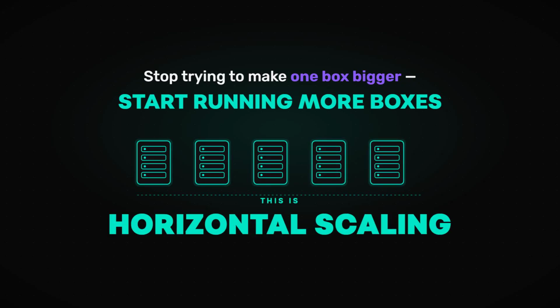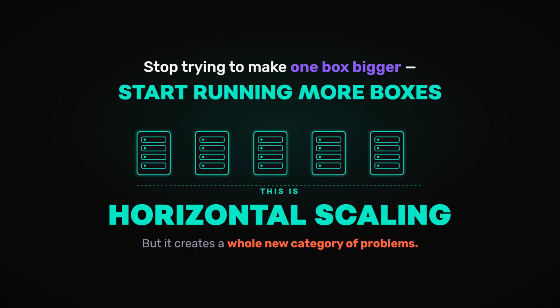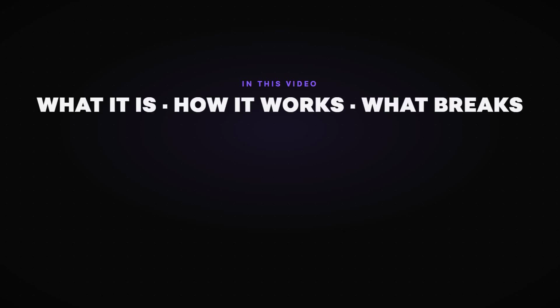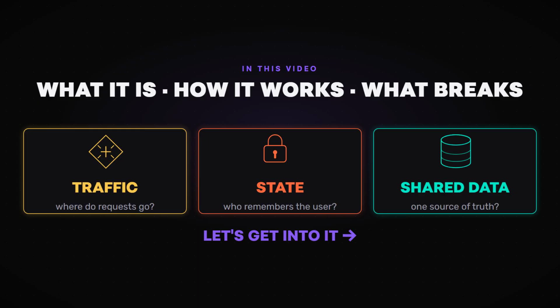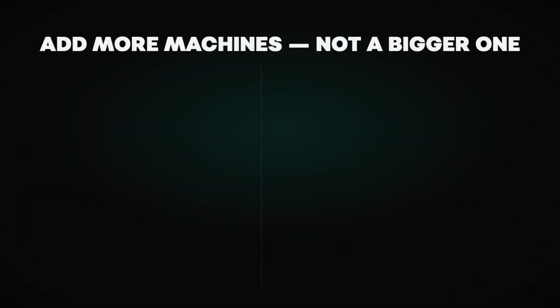That's horizontal scaling. And on paper it sounds obvious. Just add more servers. But the moment you do it, you discover something nobody warned you about. Adding more servers does not just solve the load problem, it creates a whole new category of problems. Problems about traffic, about state, about shared data. In this video, we will cover what horizontal scaling is and how it works, and most importantly, exactly which new problems it introduces, because the rest of this module exists to solve those problems one by one.